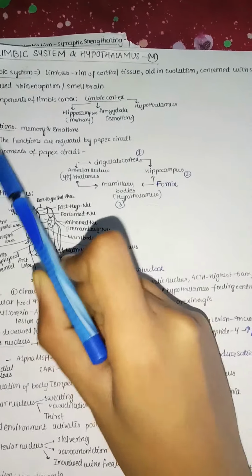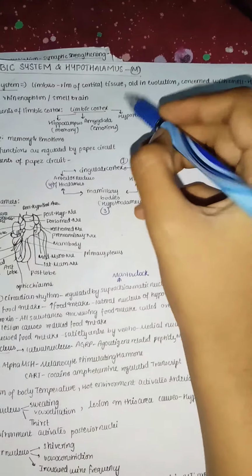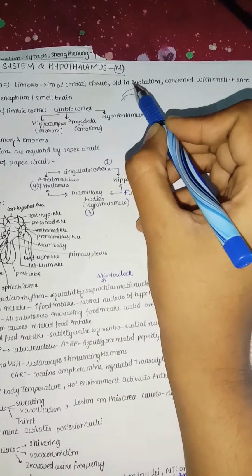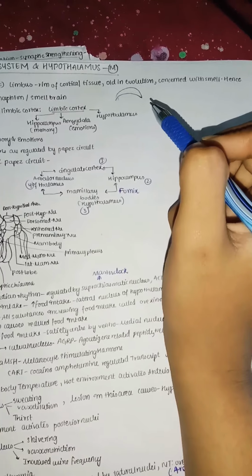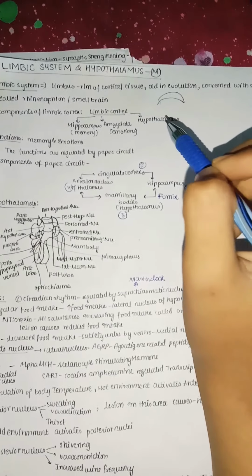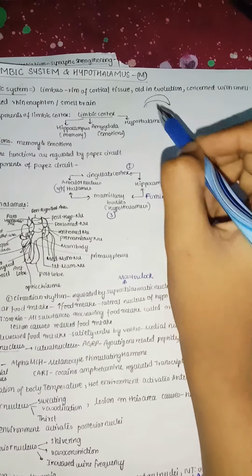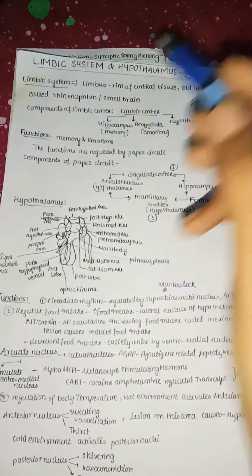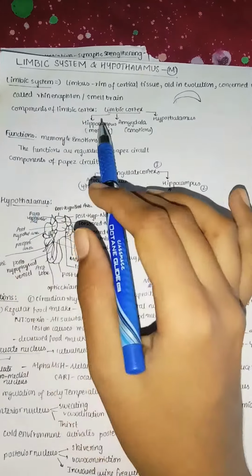Limbus is actually a rim of cortical tissue, which looks like this, and it's old in evolution and it's mainly concerned with smell. So it was also called as rhinencephalon or smell brain because it's concerned with smell. Let us see what are the main components of this limbic cortex.